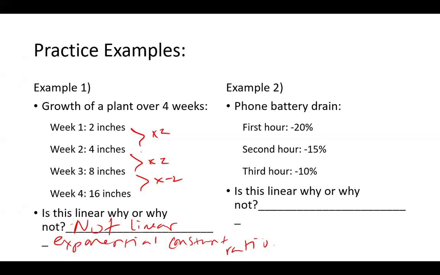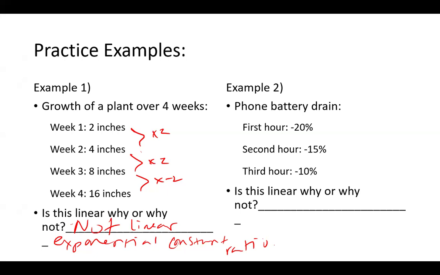So this is pretty interesting, right? The way they decided to record how the phone is draining is that I have less than 20%. I have less than 15%. I have less than 10%, right? So they're recording it based on the percentage. But those percents are equally changing.